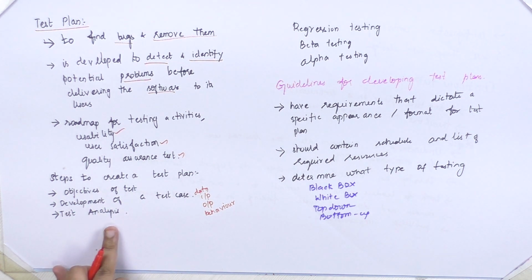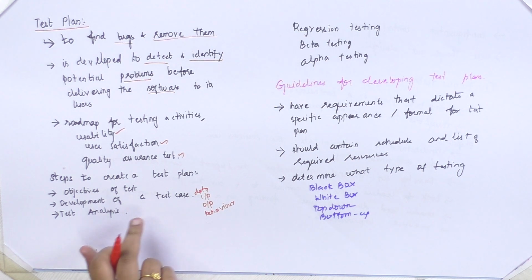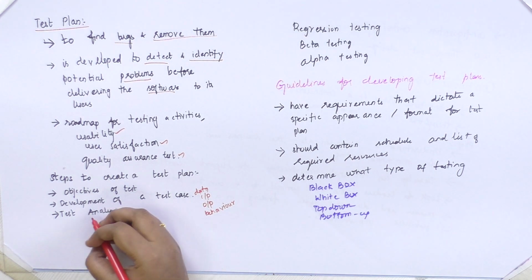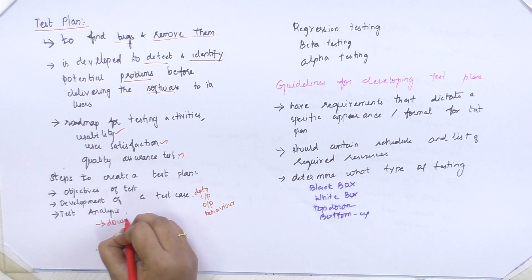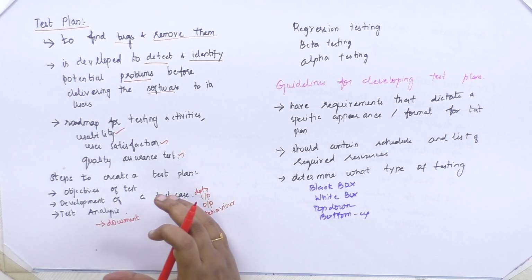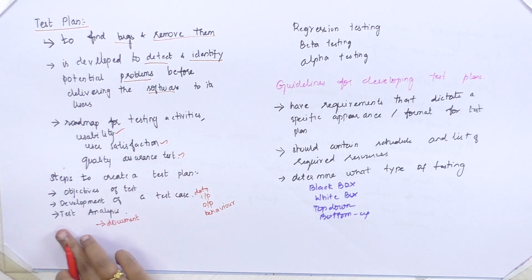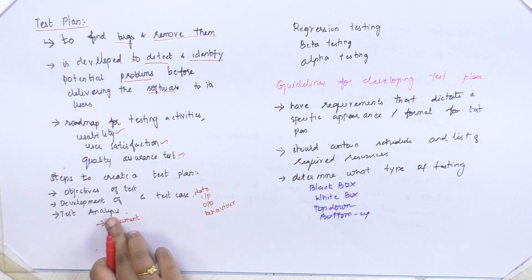The third step is test analysis. In this step, you are going to test the expected output. After testing the expected output, you are going to document this output. So you are going to document everything that happened. That is the third step, called test analysis.